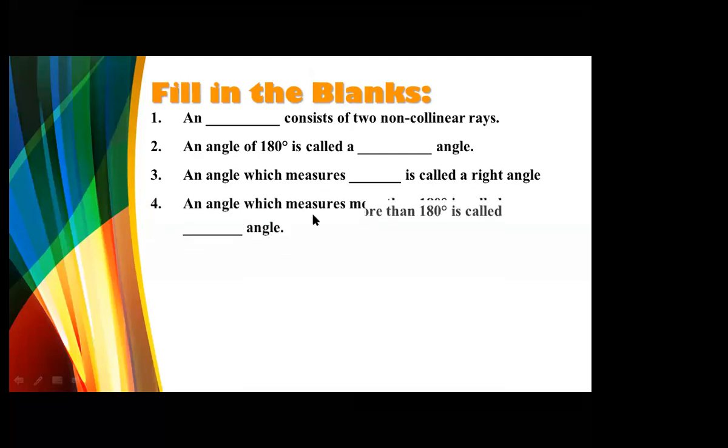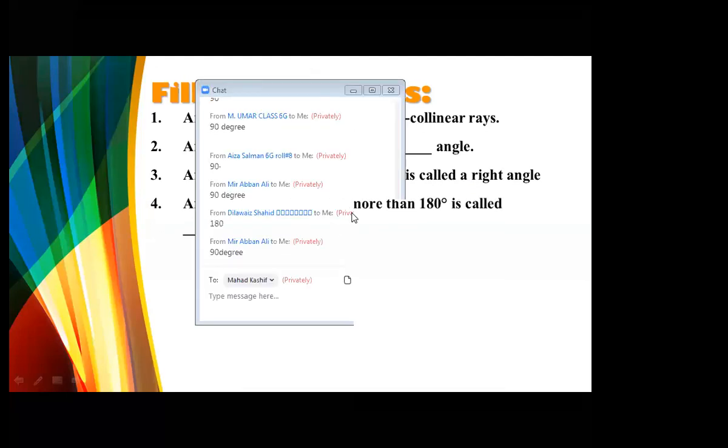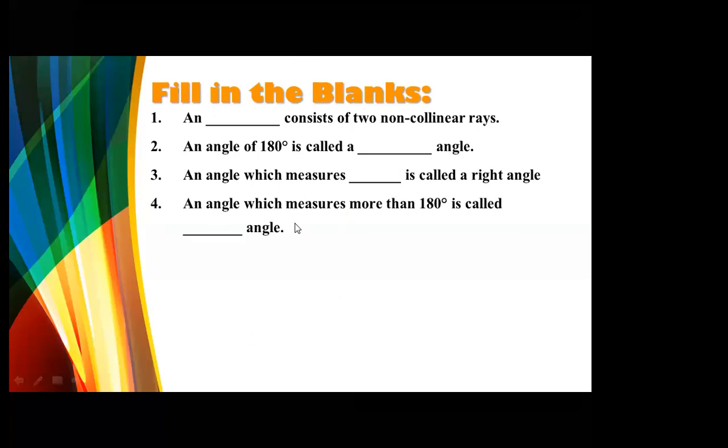Okay. Now the next is an angle which measures more than 180 degree is called a dash. Please tell me the answer of this one. Okay, Mirabban, very good. Very good, Abbas. Aiza, very good. Saad, very good. Umar, yes. Yusera, Sana, Hafiz, very good. Very good, students.